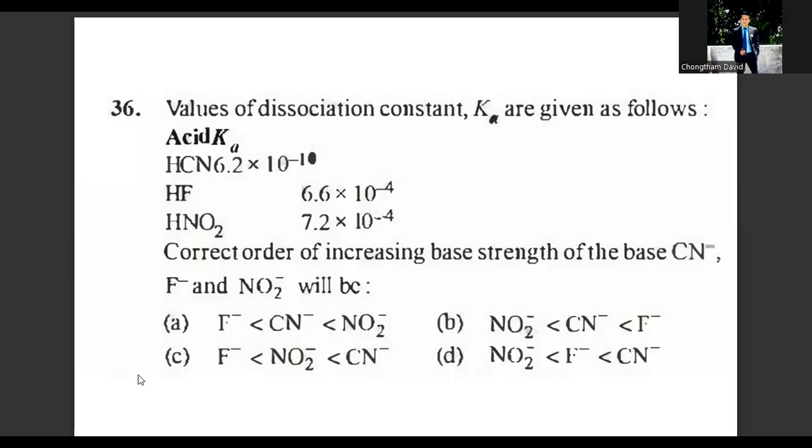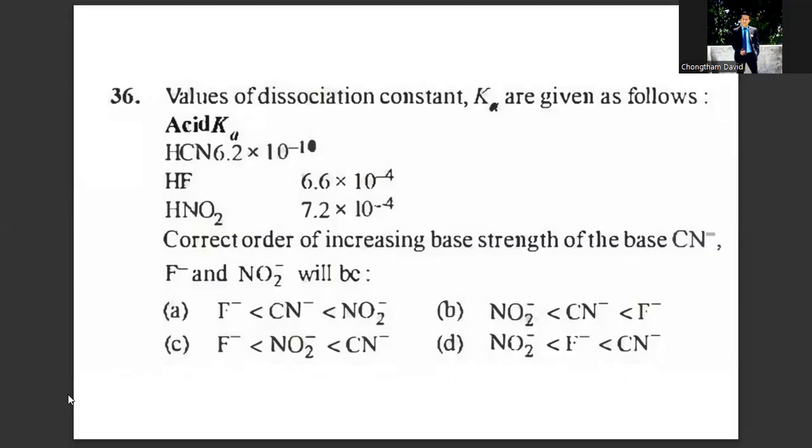I have referred to you before earlier. Remember the rule of thumb: a strong acid has a weak conjugate base, and a weak acid will have a strong conjugate base, and vice versa for bases and acids. So the sequence would now be fluoride, nitrite, cyanide. The stronger the acid, the weaker its conjugate base. So C, fluoride, nitrite, and cyanide would be the answer for question number 36.